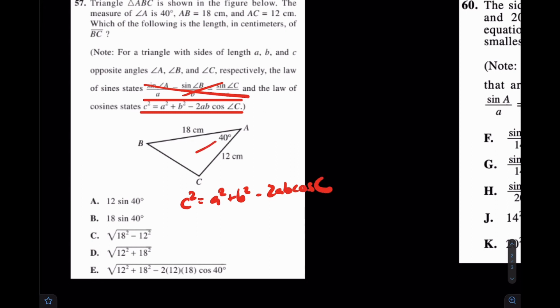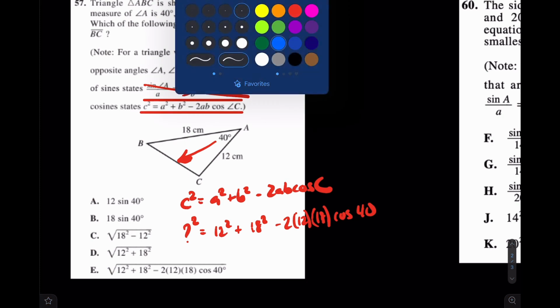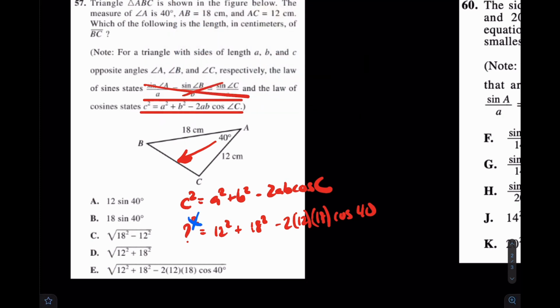At which point, if we're trying to unlock side BC, it's going to be opposite of angle 40. We have question mark squared equals 12 squared plus 18 squared minus 2ab cosine of 40. And like I said, how do we get rid of that square at the very end? What's the opposite of squaring? Yeah, we're going to square root this, and we're done. Essentially, the answer is E.